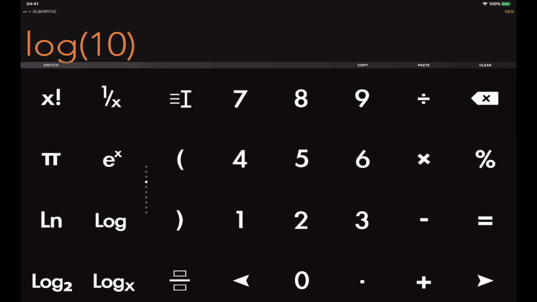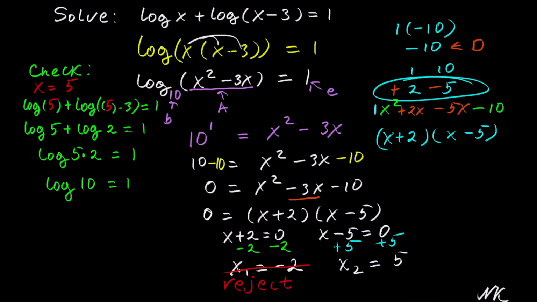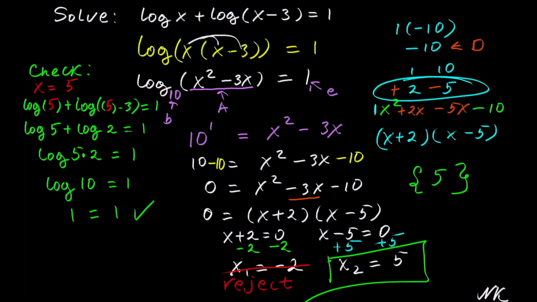Log of 10 is equal to 1. So we get 1 is equal to 1. This is a true statement. So x equals 5 is our solution. Our solution set is 5. That's all.